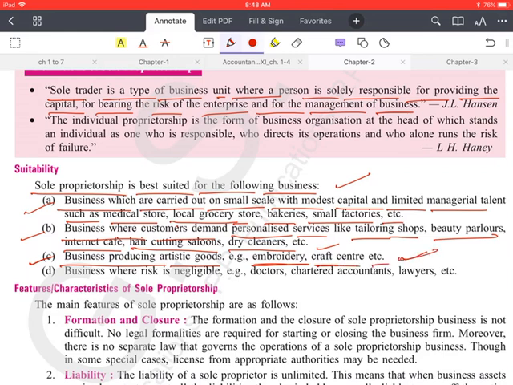So these are the businesses which require artistic talent, businesses producing artistic goods. For that, sole proprietorship will be best suited. Okay, next is business where risk is negligible, that is doctors, chartered accountants, lawyers, etc.